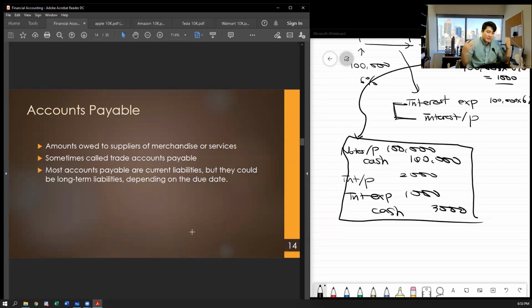Accounts payable. I mean, very easy. If the company buys supplies, if the company buys inventory, we usually report it under accounts payable, right? So accounts payable are usually current liabilities. I've never seen accounts payable reported under long-term liabilities. But again, depending on the contracts, depending on the terms of the payments, they could be reported under long-term liabilities. But in my case, I've never seen accounts payable reported under long-term liabilities. It usually falls under the current liabilities section. Okay.